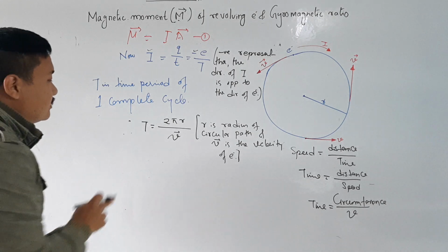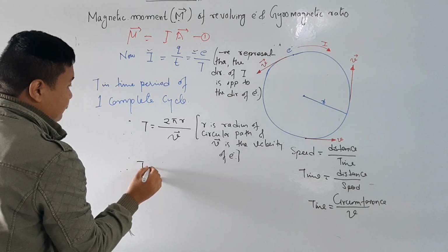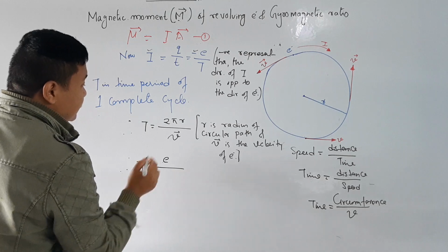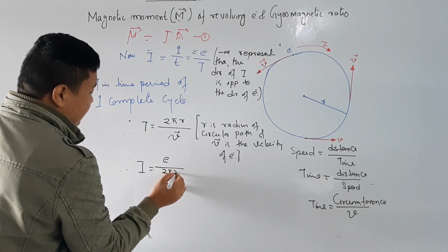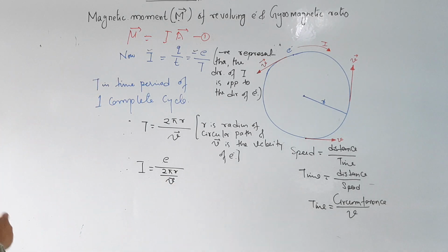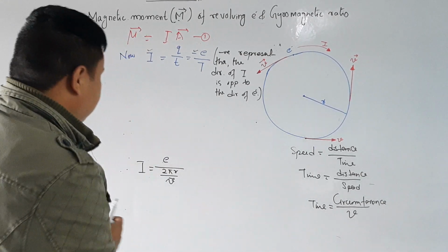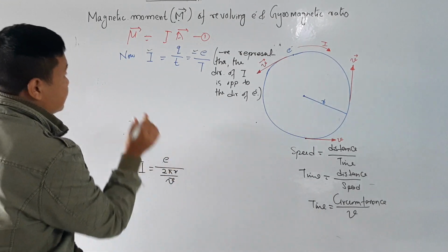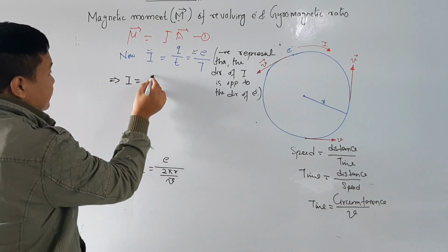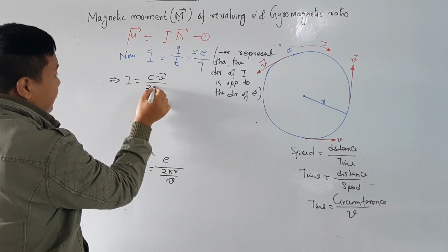Now let me put the value of T in the equation of current. Therefore this current I will be equal to how much then? There is E divided by T. T is my 2 pi r divided by velocity v. Okay. Now what I do is that this v will go upside, which implies I is equal to E v vector divided by 2 pi r.